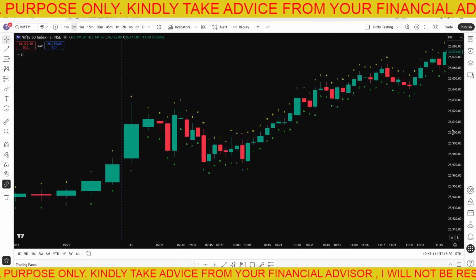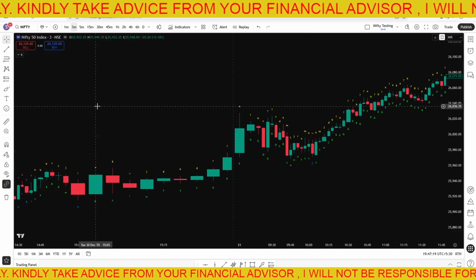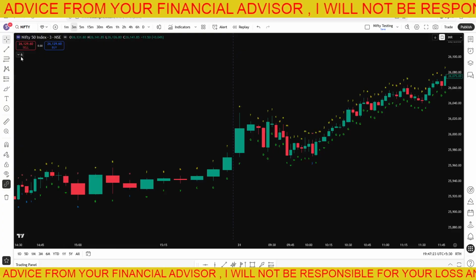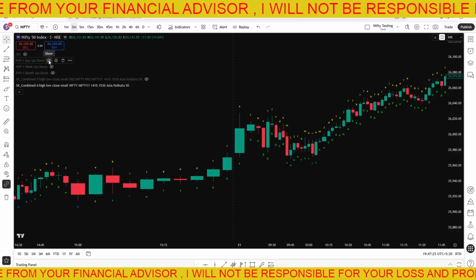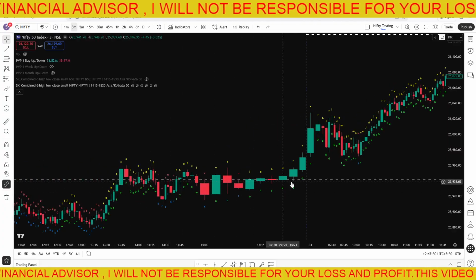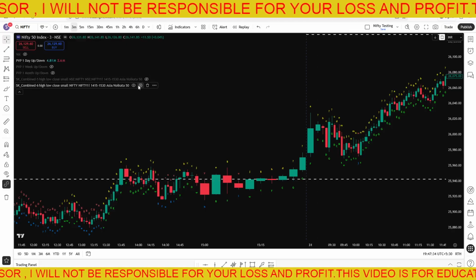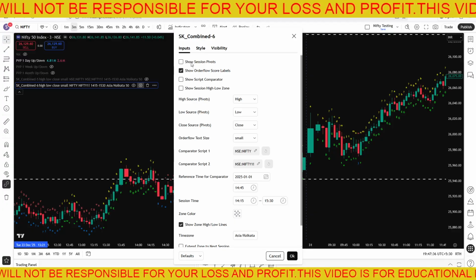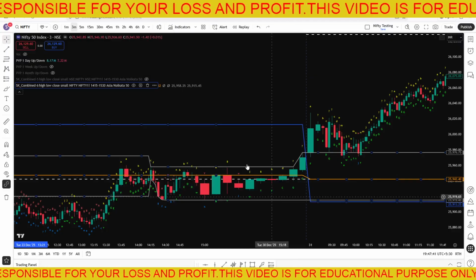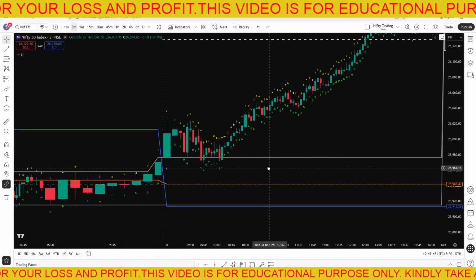Okay, so now we have 4 to 5 components. Let's merge them all and let's see how it works, right? So this is the POC, the previous day POC in white dash line. And now switch on all the components and let's combine them and let's see.